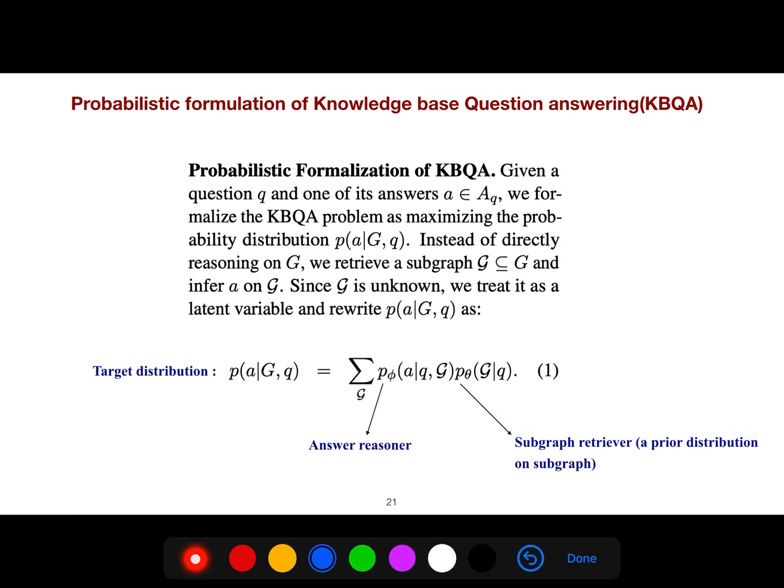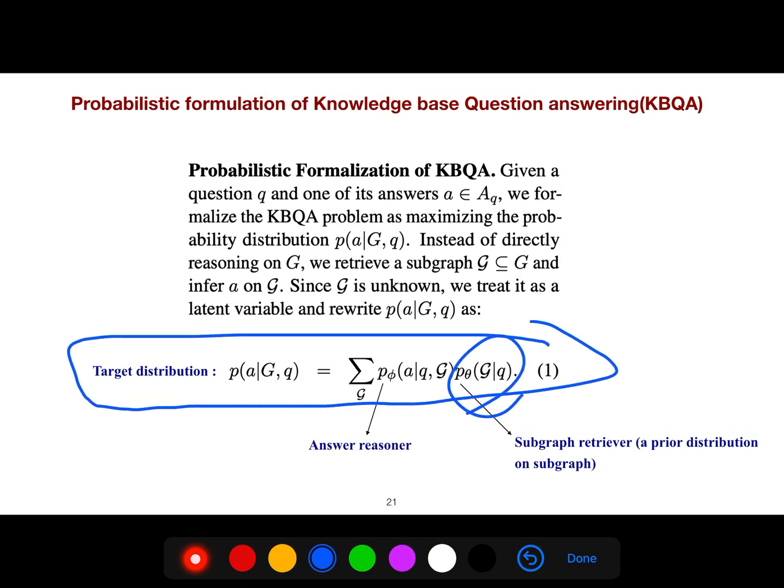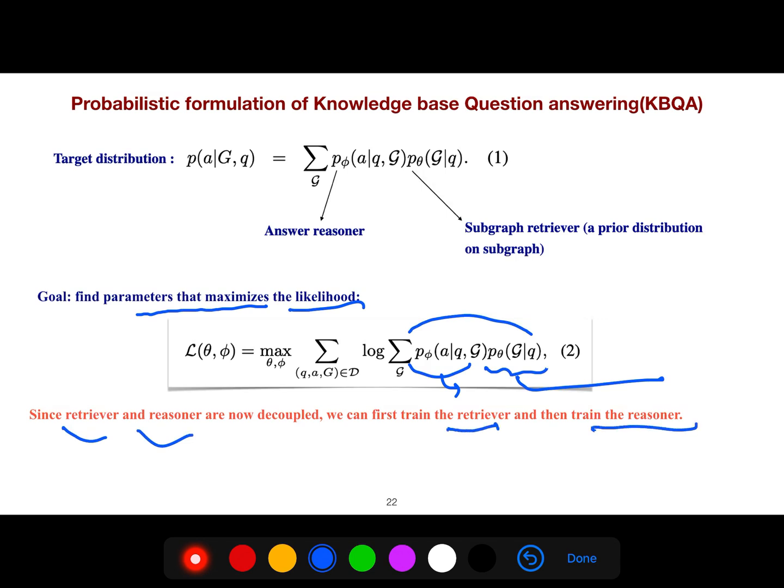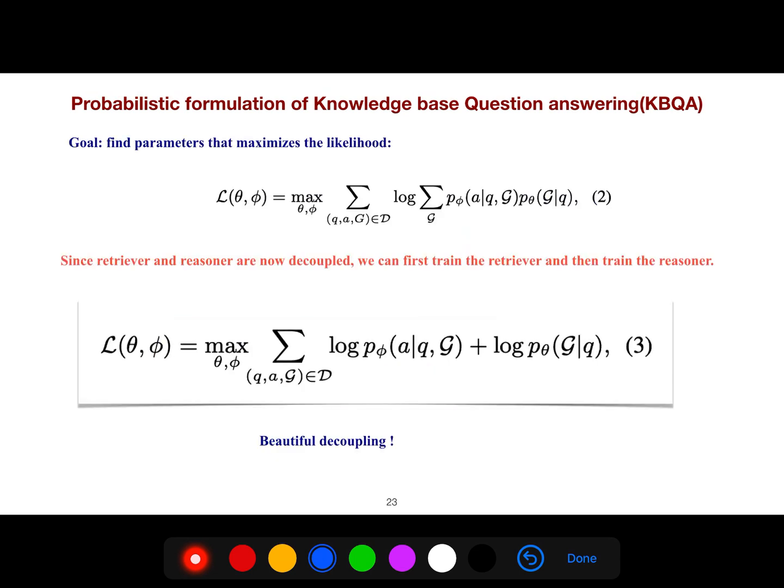So let's come back to our target distribution that I told you. This is a prior distribution. This is the reasoning part. And here we have the target distribution. The goal is to find the parameters that maximize the likelihood. So the likelihood is this, but we want to know what the parameters are, because some parameters come from finding your subgraph, that's theta, the parameter theta. Another parameter phi comes from the answering part. Because the reasoner and retriever are decoupled, we can train the retriever first and then train the reasoner. Of course you can do it end to end, but you have two options.